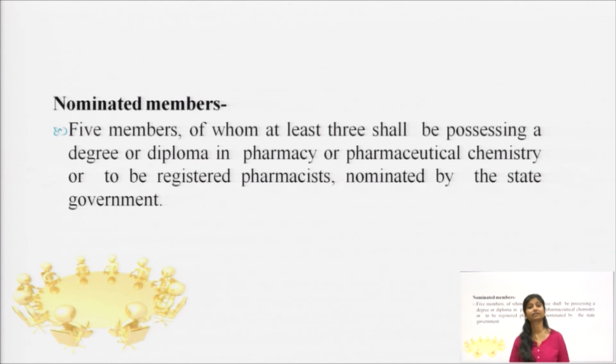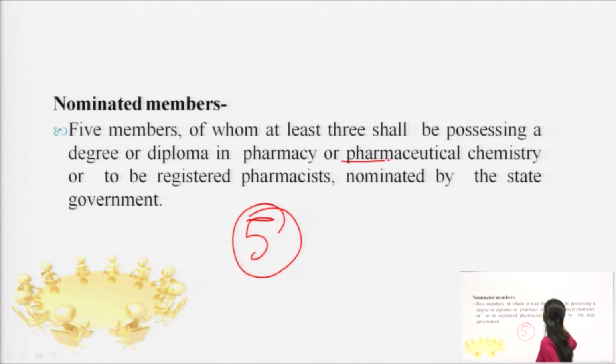Now let us see the nominated members. Who are the nominated members? Nominated members की बात करें, then we have 5 members of whom at least 3 shall be possessing a degree or a diploma in pharmacy or pharmaceutical chemistry or be a registered pharmacist, nominated by the state government. 5 members nominated होते हैं, तो overall वो 5 members कौन कौन हो सकता है? वो 5 members pharmaceutical chemistry के डिग्री या डिप्लोमा होल्डर हो सकते हैं और they can be appointed by the गवर्नमेंट, रजिस्टर्ड फार्मासिस्ट भी हो सकते हैं.